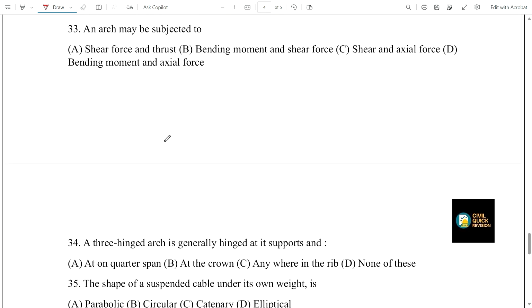Now coming to 33, an arc may be subjected to what? Shear force and thrust, bending moment and shear force, axial force, bending moment and axial force. Here answer is shear force and thrust, and also bending moment will be subjected here in an arc. One more thing you remember, a linear arc is subjected to normal thrust only, okay, and in a 3-hinge arch it is subjected to normal thrust, and radial shear and bending moment will not occur.